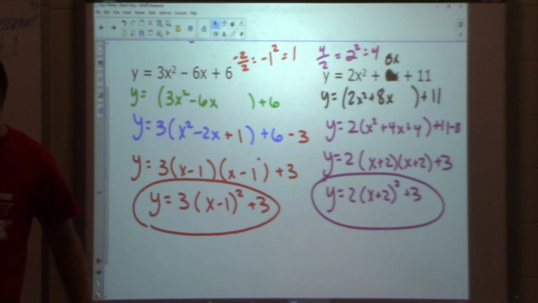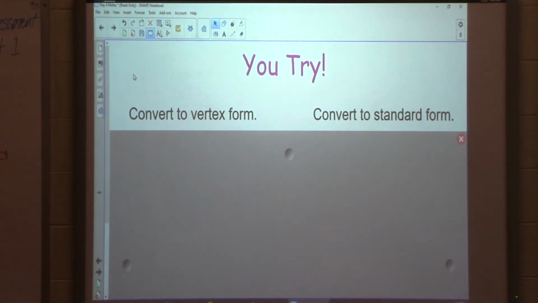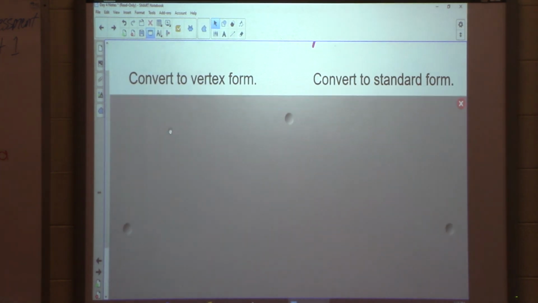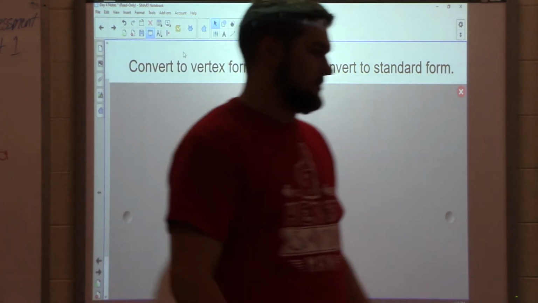Okay? Alright, here's what I want. I want you to try to convert it to vertex form. I know you can all convert to standard. I know you can FOIL. Okay. Do the first one you try. Convert to vertex form. Once we've finished that, I'll hand the homework out.